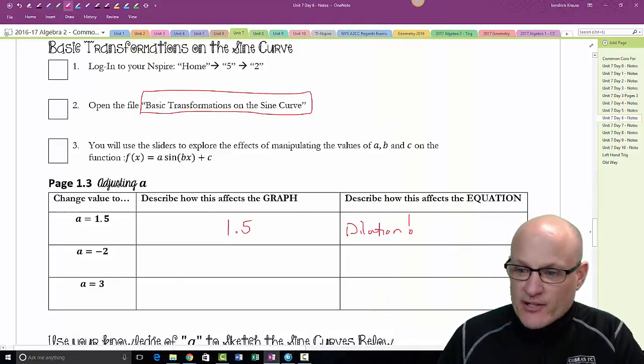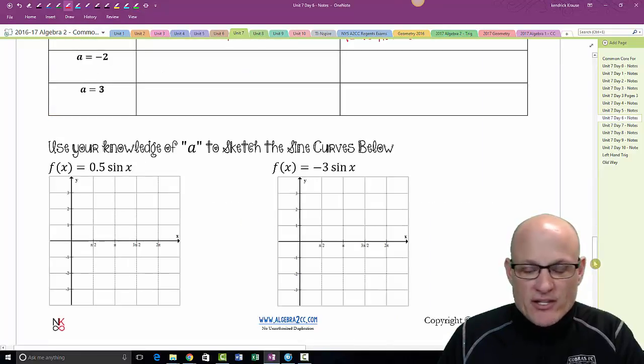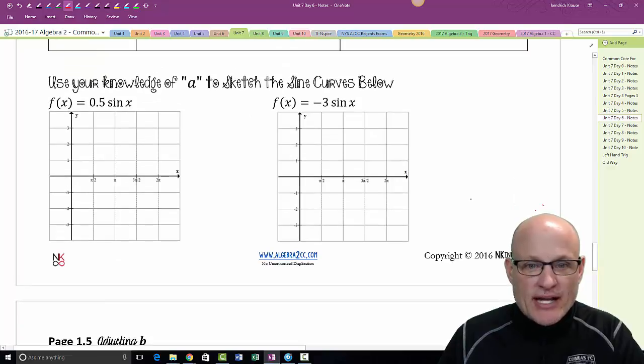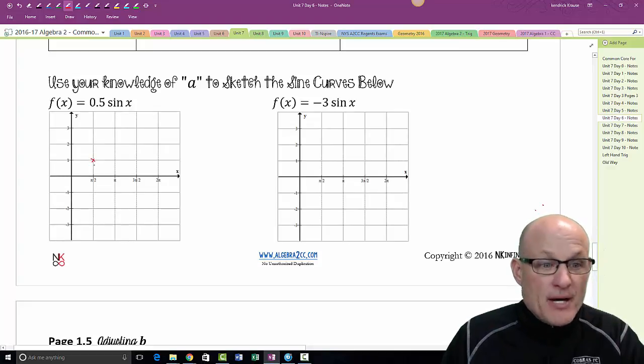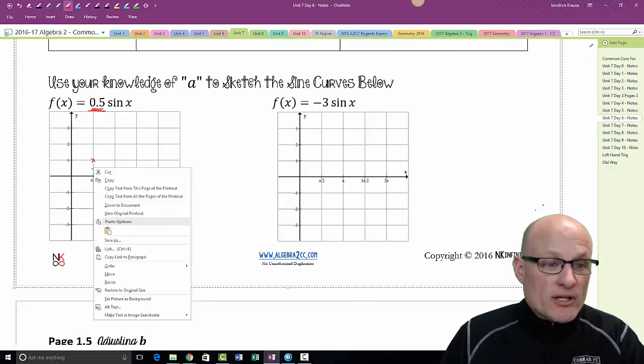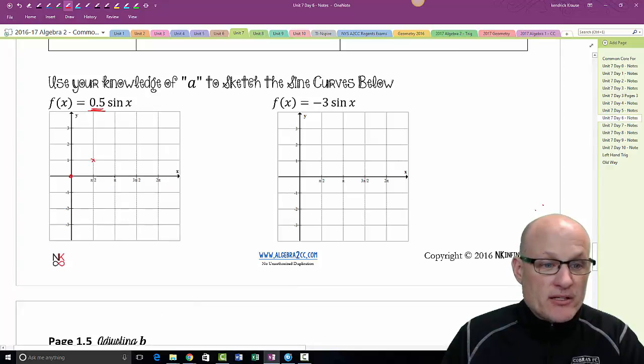So let's see if we can figure this out. Use your knowledge of A to sketch a sine curve with this. Okay, so normally at pi over 2, we are at 1 right here. But because we have a scale factor of 0.5, it's going to come down to a half. So as a sine curve, we start at 0, 0 in the middle, 0 at the end. Halfway between, we're going to go to our maximum.